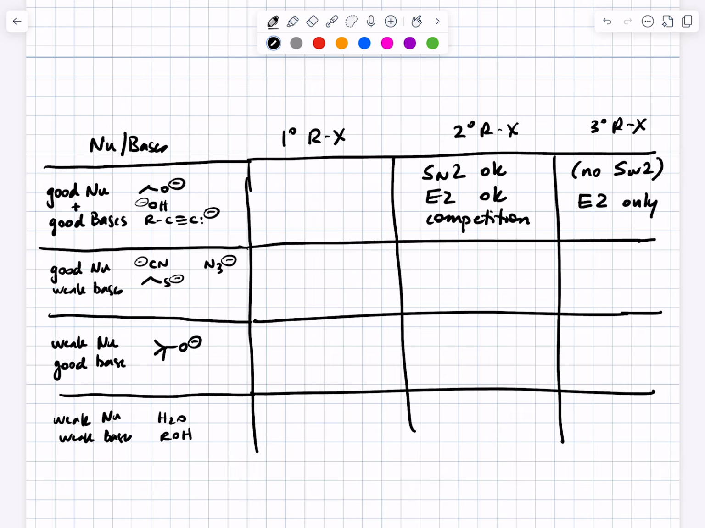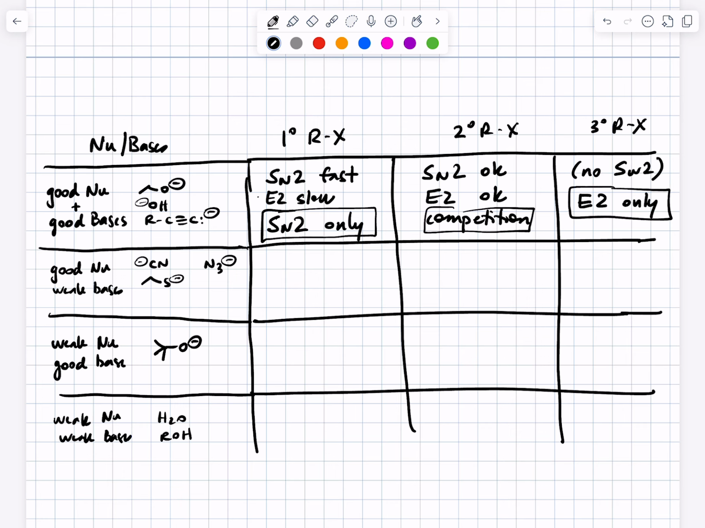Now, what about for the primary alkyl halides? Well, we said that SN2 was fast for those, and that E2 was slow, so we're basically going to see SN2 only. SN2 beats E2 for the primary alkyl halides. Okay, see how we're going through that? We're making that comparison, trying to decide reactivity of the nucleophile versus the reactivity of the electrophile.